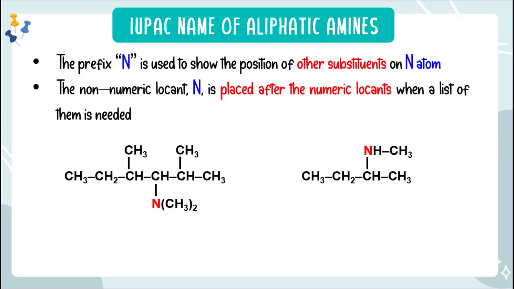For the secondary or tertiary aliphatic amine, the prefix N is used to show the position of other substituents on the nitrogen atom. So N is the non-numeric locant, and it is placed after the numeric locants when a list of them is needed. So let's have a look at our first example.